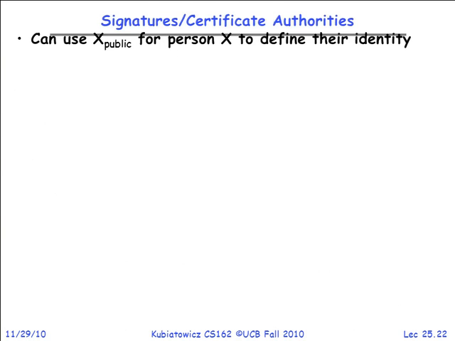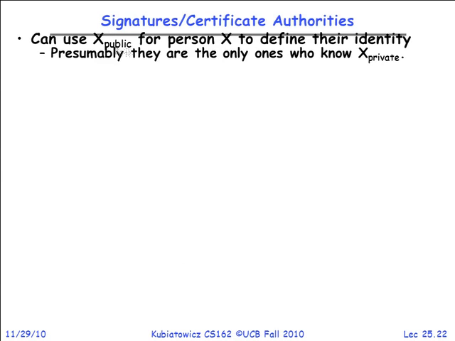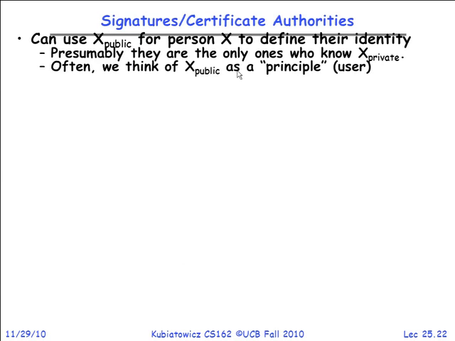Now, let's ask ourselves how we can sign data. So we take X public for person X, and we'll call that their identity. When you produce a public-private key pair, that is a particular identity that you can use, and hopefully they're the only ones that know X private. Often we think of X public as the principal, or the user, or whatever, but X public is like a person. It's an entity. And suppose we want X, the entity, to sign message M, but we want M to still be readable by everybody.